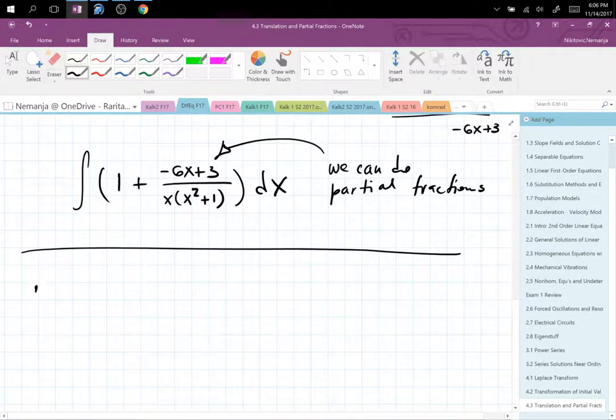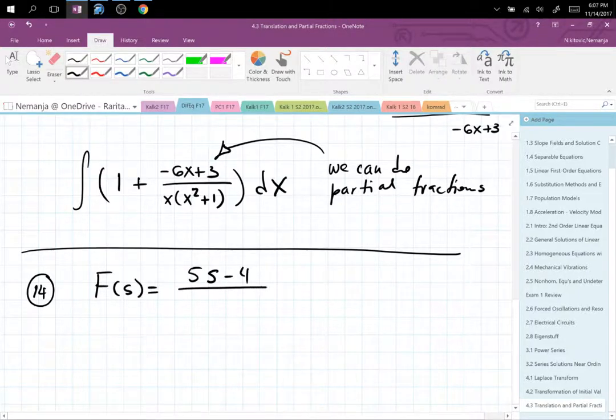So problem 14 says that your F of s is given as (5s minus 4) divided by (s cubed minus s squared minus 2s). Your job is to figure out the inverse Laplace for this, right? Because you go from the frequency domain F of s back into x of t, or f of t, whatever.